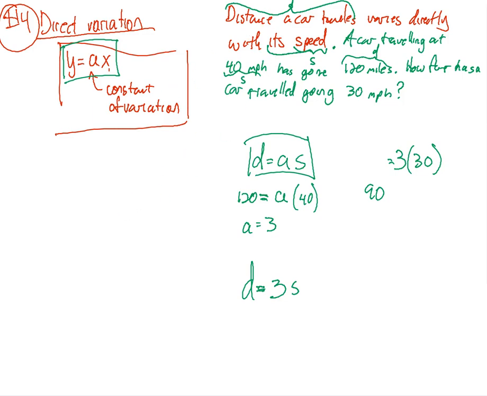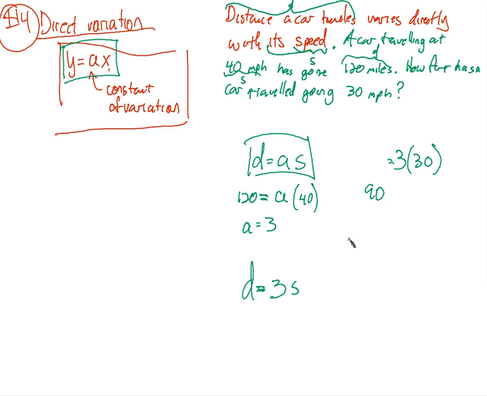Well, I don't know anything else, but I do know that the distance varies directly with the speed. So I do know that distance is equal to some constant times the variable speed. If I know that, then look at this. I know that the speed for one car is 40 miles per hour, and the distance was 120. So I can plug those in, and oh, look at that. I could find a. That tells me the constant of variation. So I have part A. I have the equation.